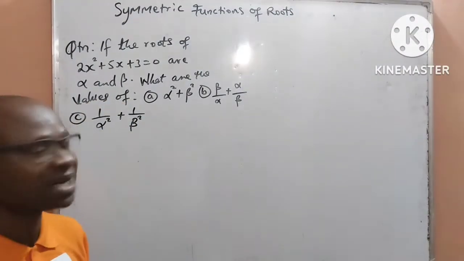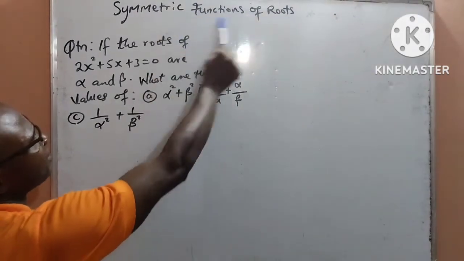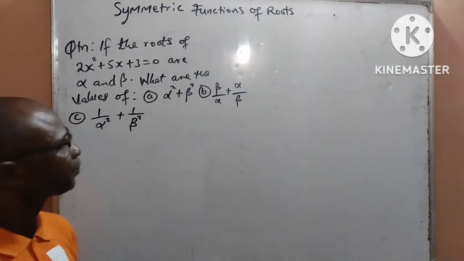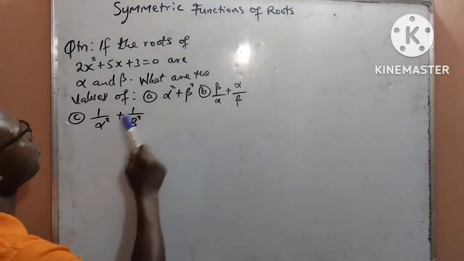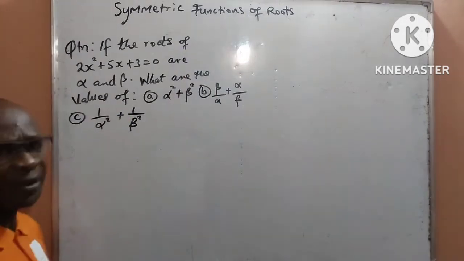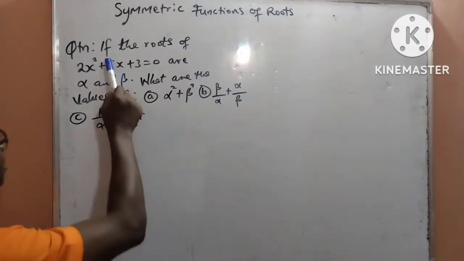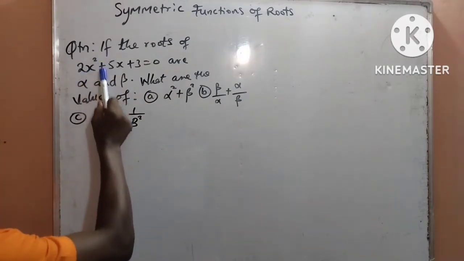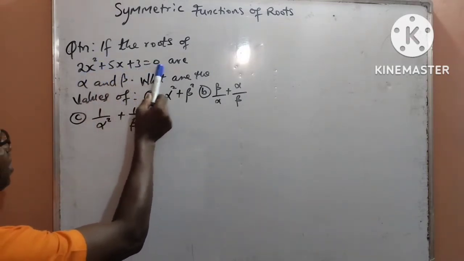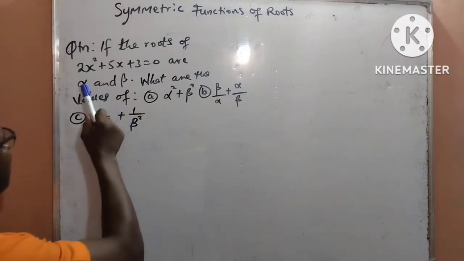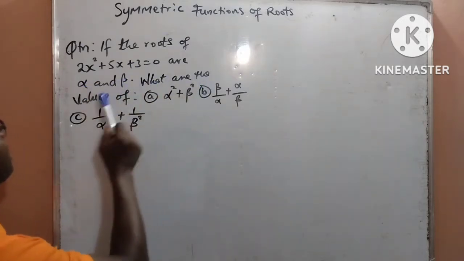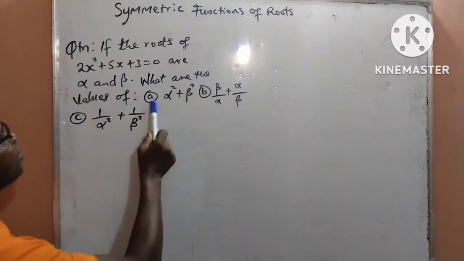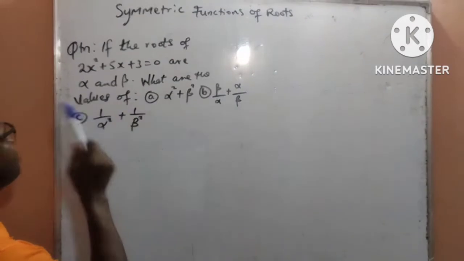In today's mathematics class, our topic is symmetric functions of roots. We have about 3 questions that we want to solve under the topic. And the question says, if the roots of the quadratic equation 2x² + 5x + 3 = 0 are alpha and beta, what are the values of questions A, B, and C?